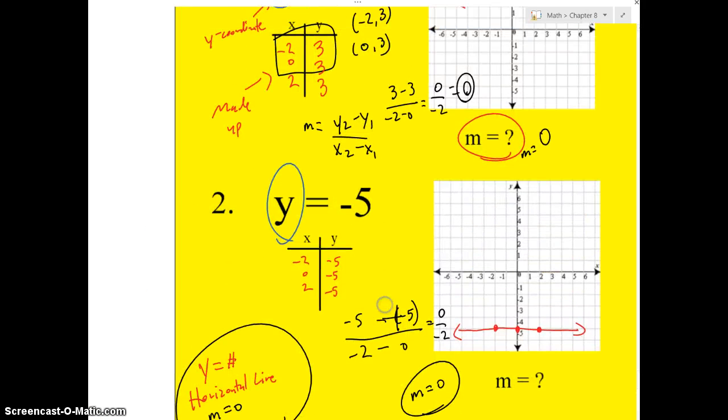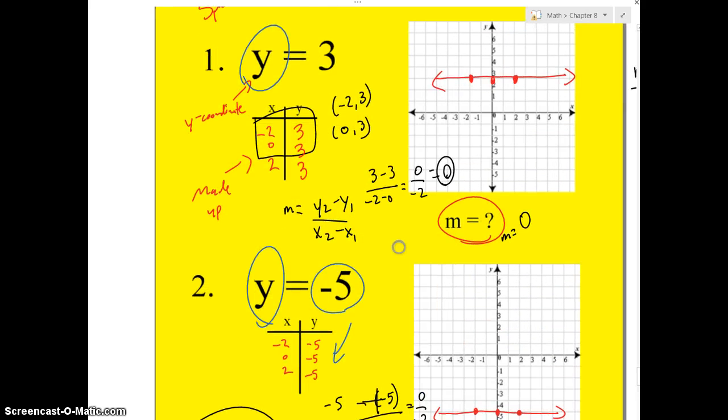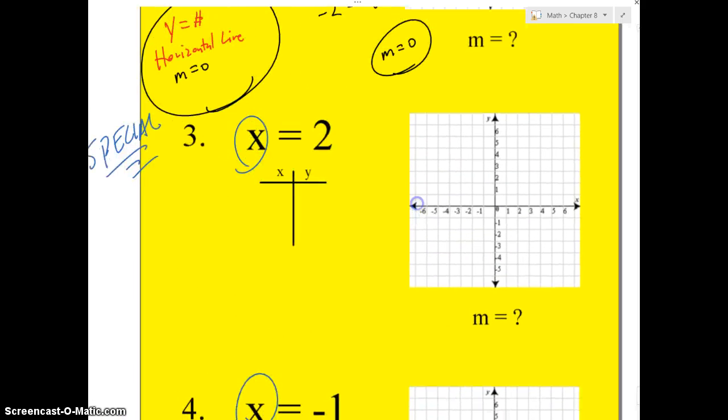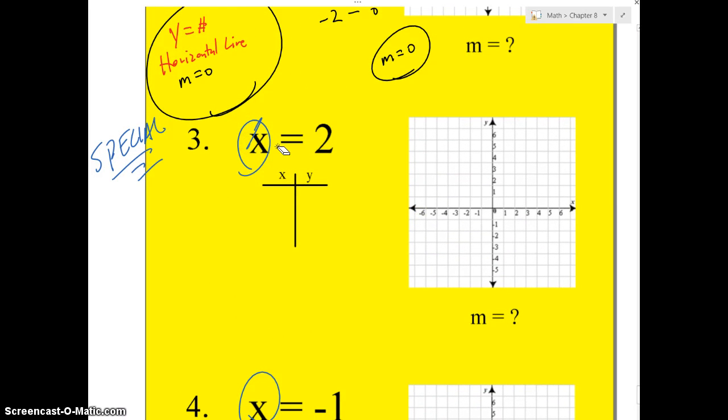Well, these said that y was negative 5, so we plugged in the negative 5. This said y is 3, so we plugged in the 3's. Now this says that x is 2. So instead of us choosing our own x values, it says x is 2, so I'm going to write 2 a bunch of times right here. Now this is what's different. You choose your own y values.